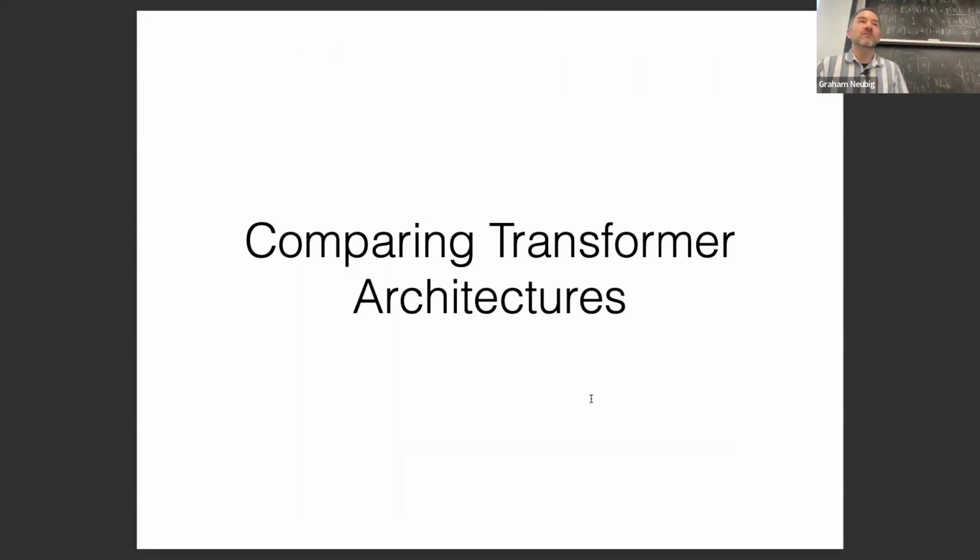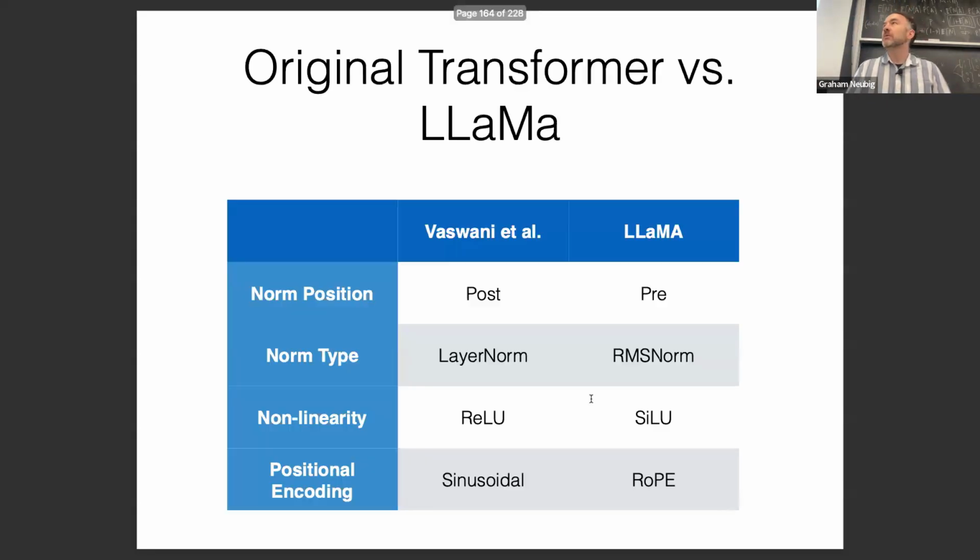So one final thing that I'd like to finish up with is if we look at the original transformer versus LLaMa, LLaMa is an architecture that is very popular. It's also used in many, many other language models. Like a bunch of people have copied the LLaMa architecture. And there are important differences between them. These are the biggest ones.